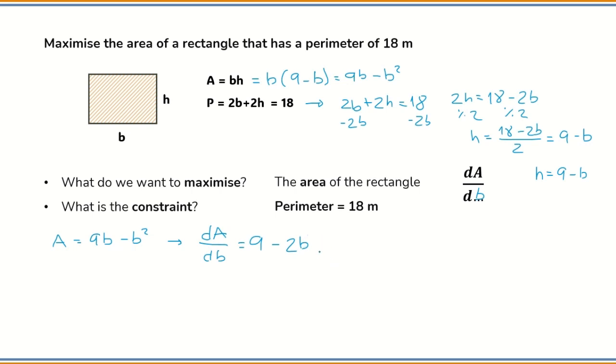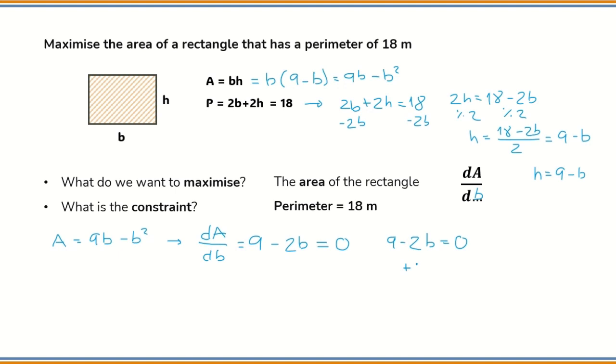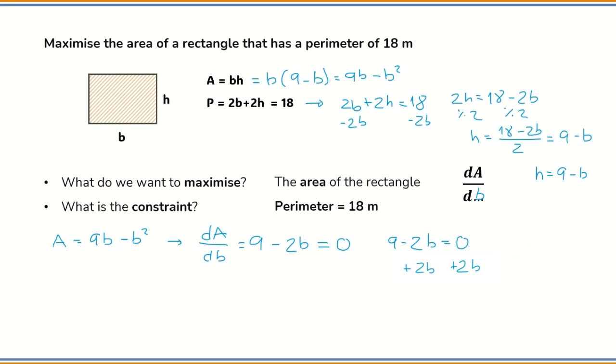To be able to calculate the maximum, I need to set this equal to 0. I have this equation and I need to rearrange it to find out the value of b. If I add 2b on both parts of the equation, I will have 9 equals 2b. If I divide by 2 both parts of the equation, b equals 9 over 2, which is 4.5.